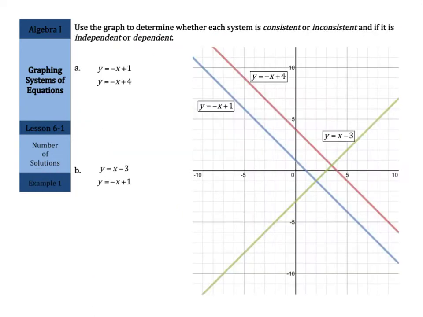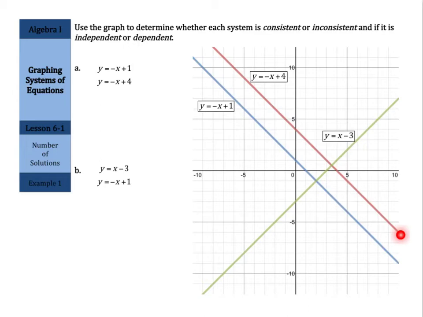So now we're going to be asked to use the graph to determine whether each system is consistent or inconsistent, and if it's independent or dependent. We have our first equations here, y equals negative x plus 1 and y equals negative x plus 4. y equals negative x plus 1 is the blue line, and y equals negative x plus 4 is the red line. Those appear to be parallel, and in fact they are.